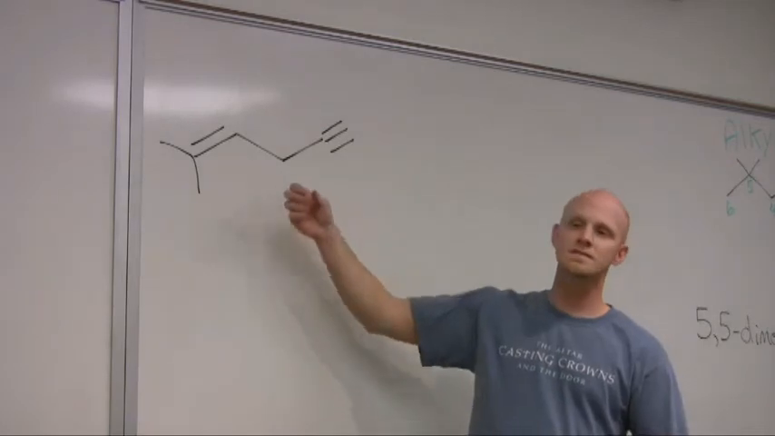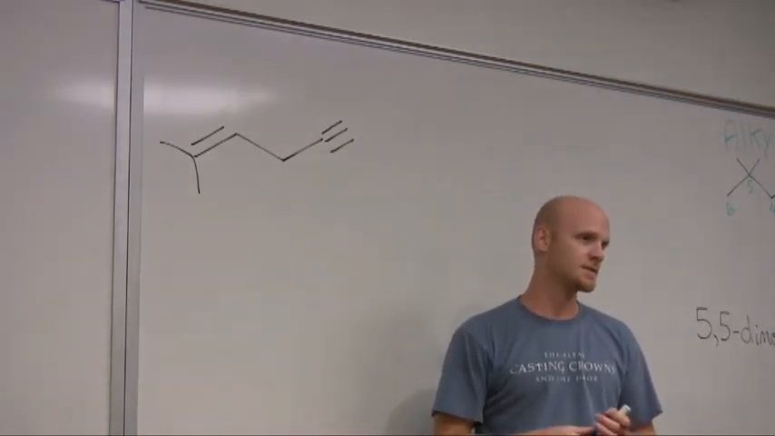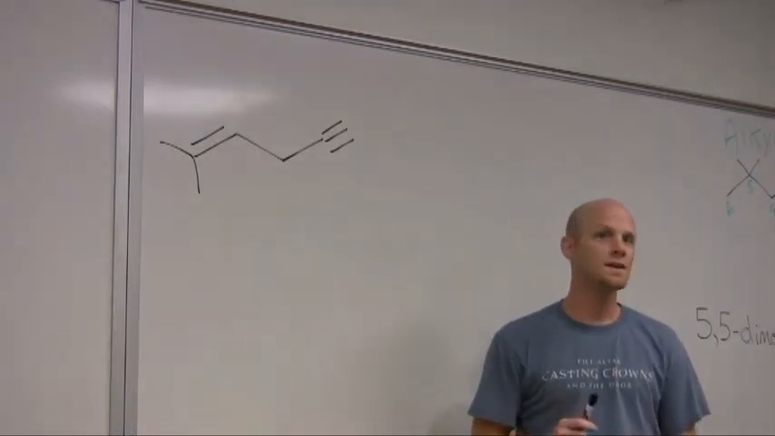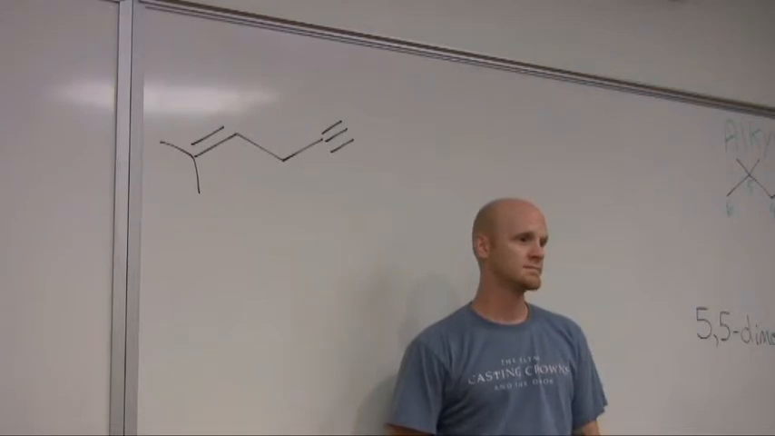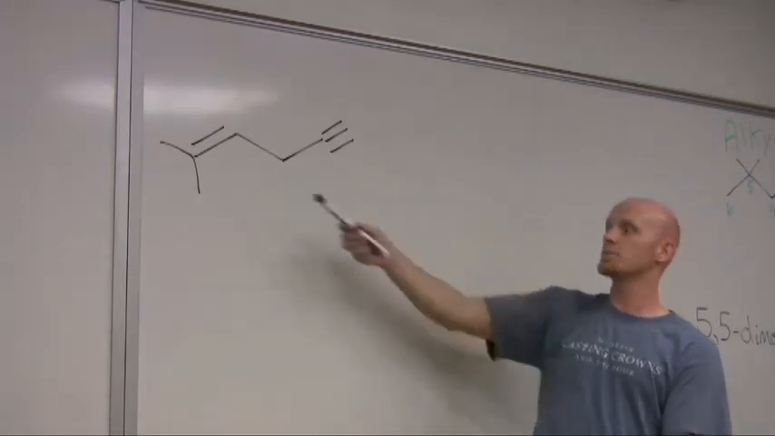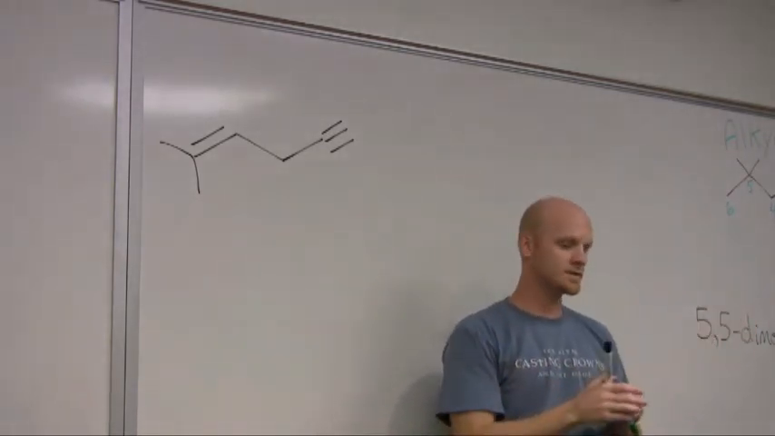So in this case, who gets the priority numbering? The alkene or the alkyne? Alkyne. So it turns out whichever one I can give the lower number wins. In this case, that would be the alkyne. If I continued this chain off a few carbons, then it would have been the alkene on the other side. So it kind of looks like they have equal priority, just whichever one you can give a lower number.